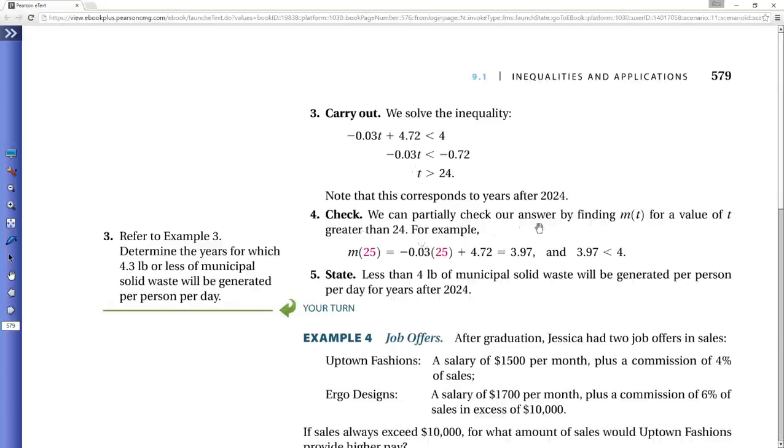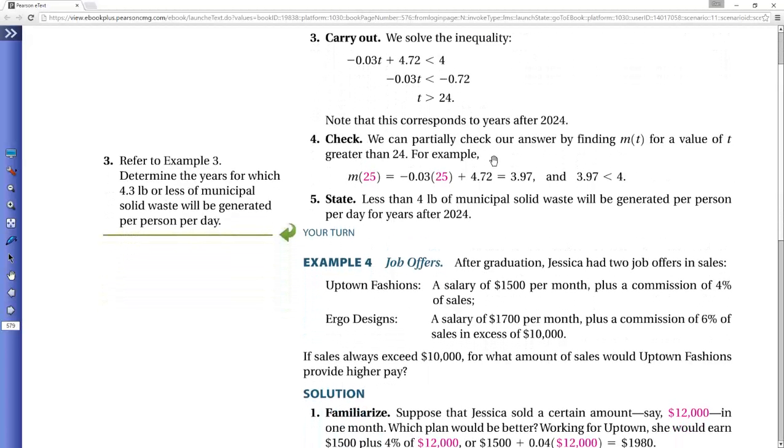And that's what they check. They put in 25 because it's greater than 24, and they test it. Yeah, it does work. We end up with 3.97 pounds of solid waste per person, and that is less than 4. And that's what they're trying to do, is find out when will this occur if we follow this model.